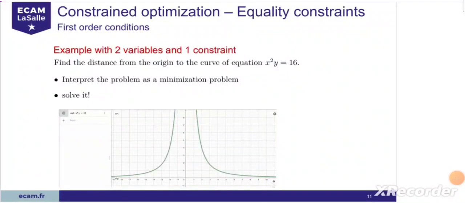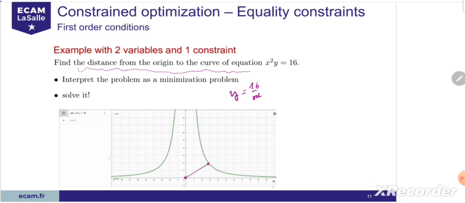Okay, so let's consider the following problem, 2 variables and 1 constant. We want to find the distance from the origin to the curve of equation x squared y is equal to 16. That's the green curve that I've shown here. It's the curve that is going to be equal to 16 over x squared. And we want to find the distance from the origin to that curve.